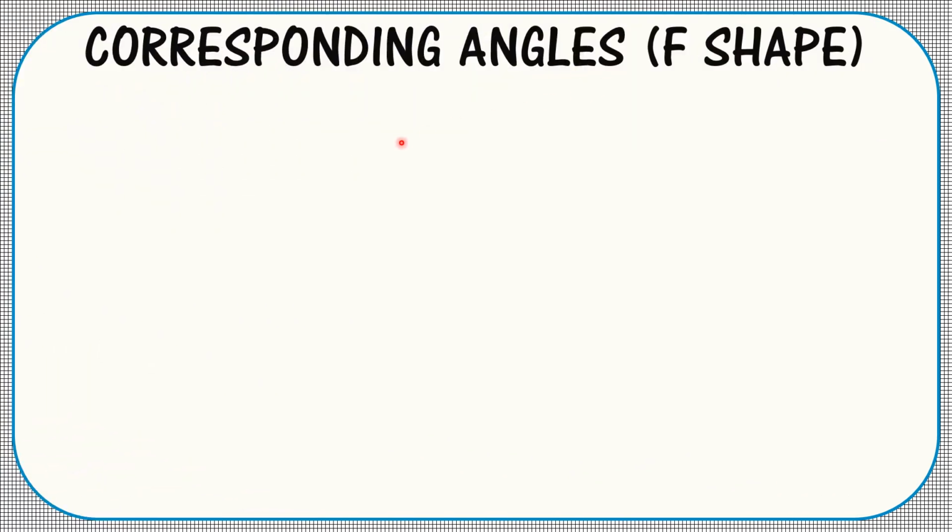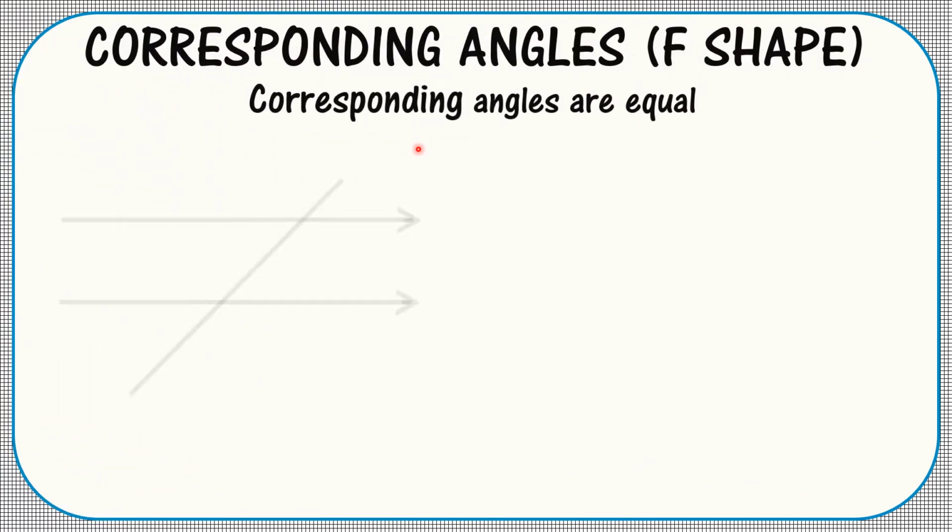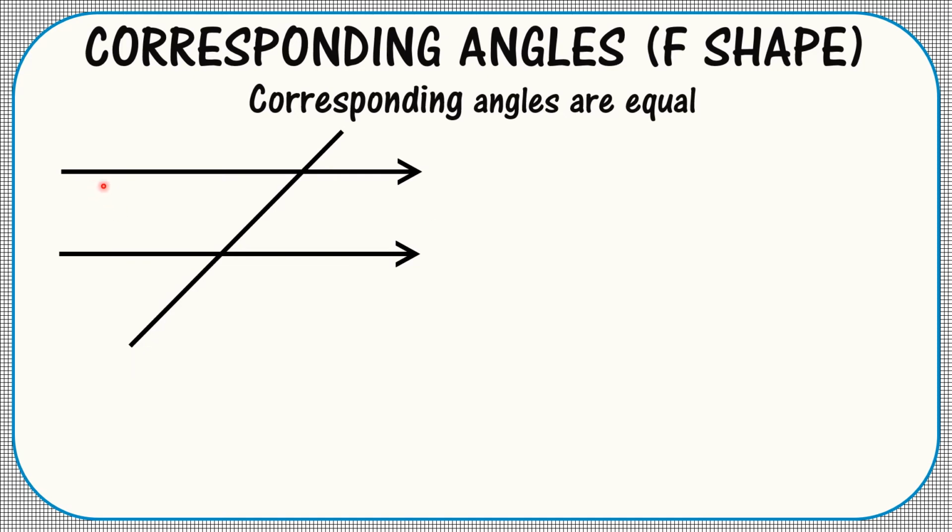Here are a few more examples on how corresponding angles may occur. So as you can see, we have parallel lines. We have a line that intersects them. As you can see, we can draw a backwards F. This angle here corresponds to this angle. So as we mentioned before, corresponding angles are equal. So whatever the value for this angle would be, it is equal to this angle.